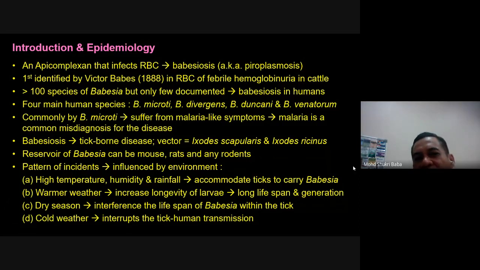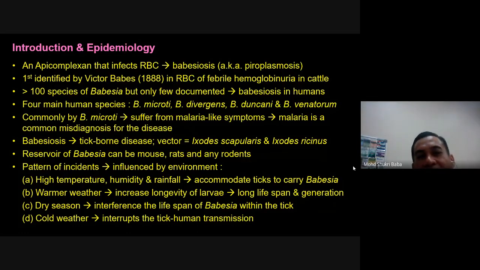More than 100 species of Babesia, but only a few documented, which can lead to the babesiosis in human. 4 main human species is B. microti, B. divergens, B. duncani, and B. venatorum. Commonly, biasanya B. microti lah, which is bila menyebabkan B. microti, the host will suffer from malaria-like symptom. That is why saya jadikan tajuk Babesia ini adalah tajuk yang terakhir untuk sesi pagi ini.